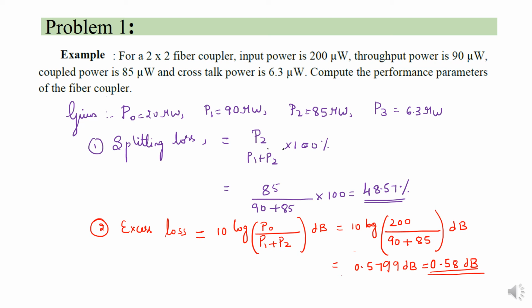We know that the splitting ratio is given by P2 by (P1 plus P2) into 100. So the coupled output is 85, that is P2 by (90 plus 85) into 100, which gives 48.57%. Excess loss is calculated as 10 log of P0 by (P1 plus P2), input power by total output power. If you substitute the values, you will get around 0.58 dB.